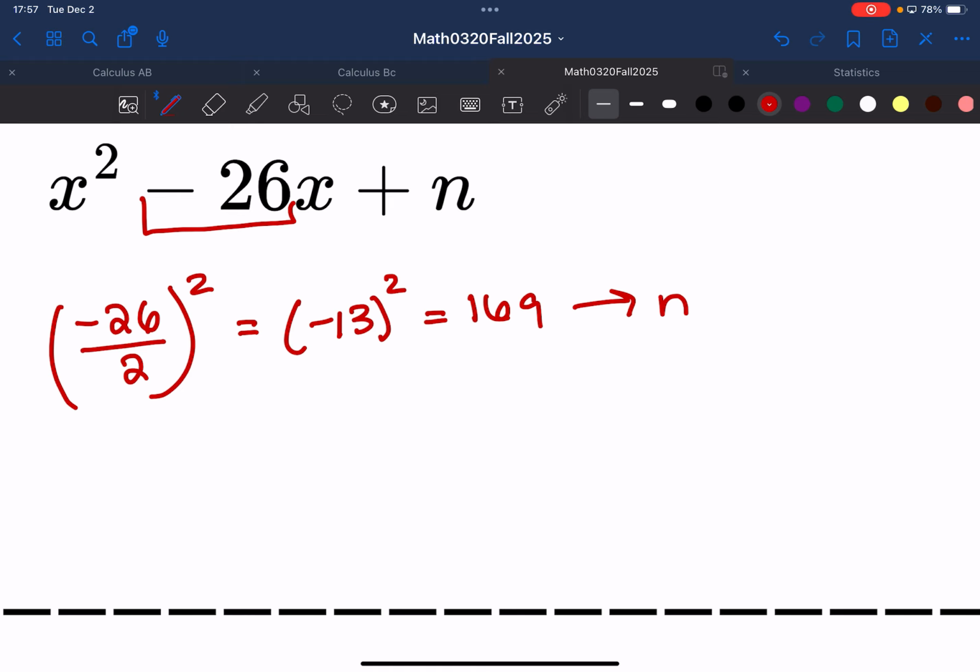So if we were to write this as our perfect factor, would this still be x plus a number? No. It'd be x minus 13 because that star value that we're calling it is now negative.